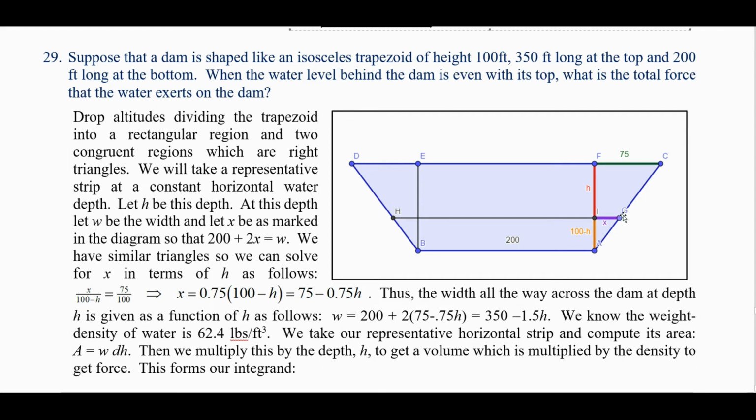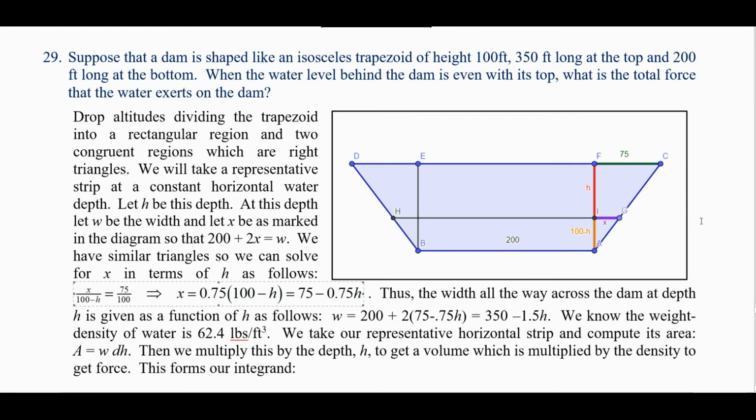Okay, if x is this distance across here from I to G, the depth is H here, so that leaves this remaining piece down here as 100 minus H. It's 100 all the way up from here to here. Notice that we have some similar right triangles here. X is to 100 minus H as 75 is to 100. So that gives me this proportion right here, which I can solve for X in terms of H. X is, well, that's 0.75 times 100 minus H. Distributing that, 75 minus 0.75 H for X.